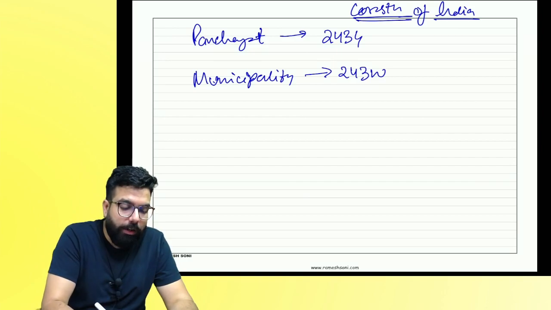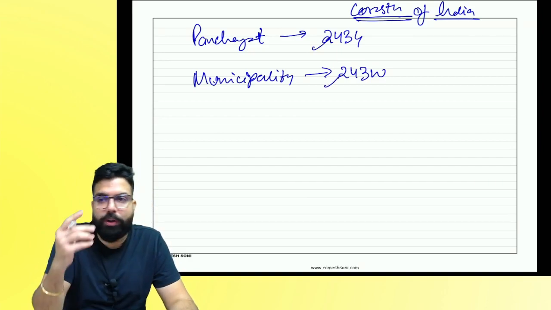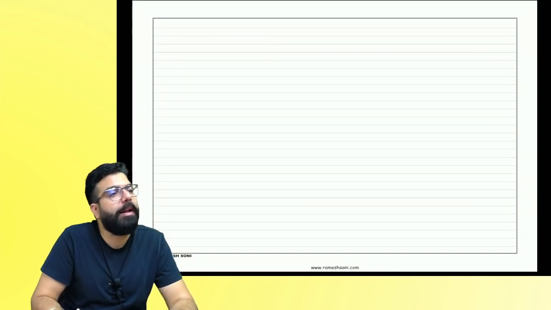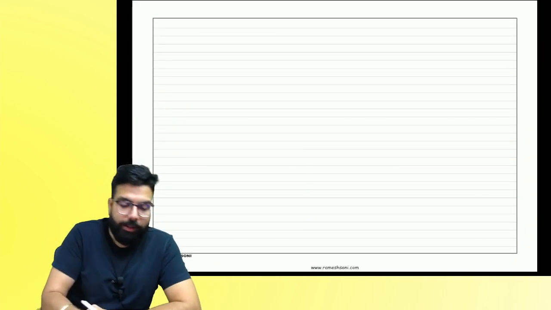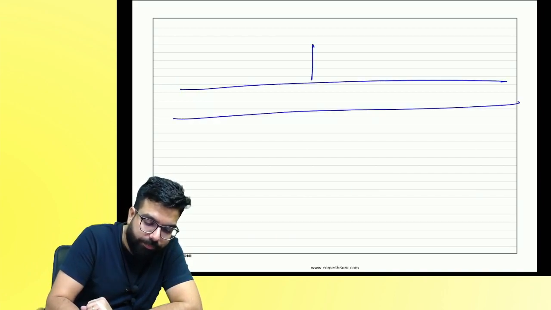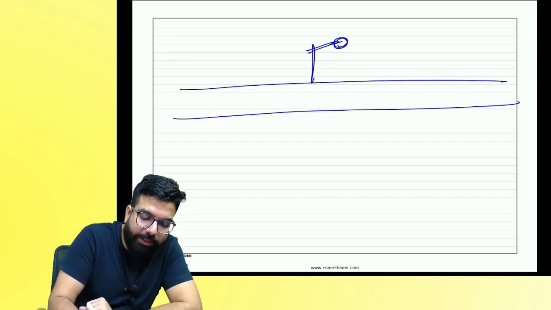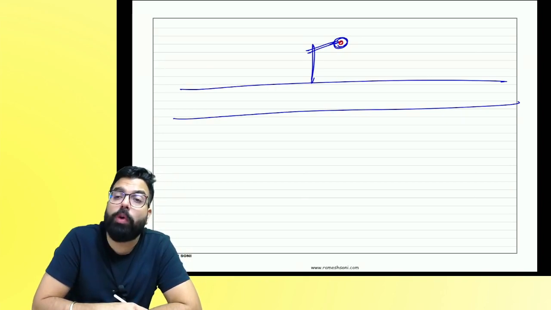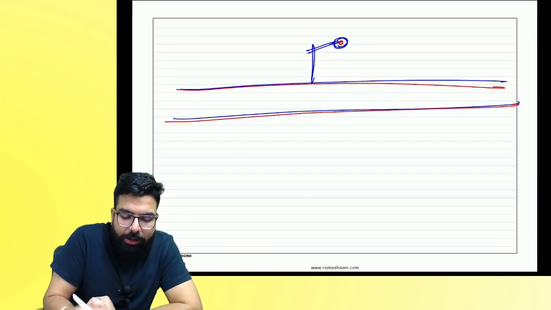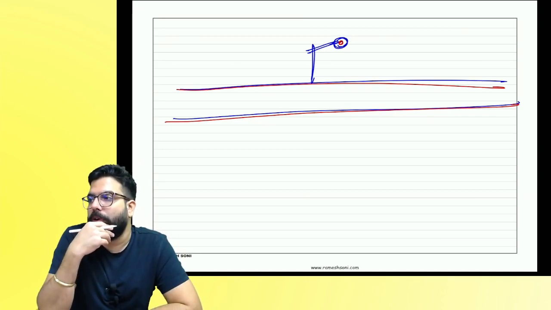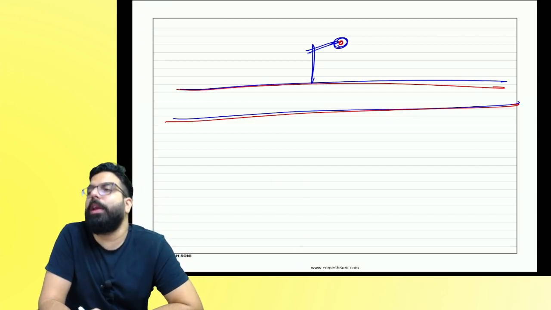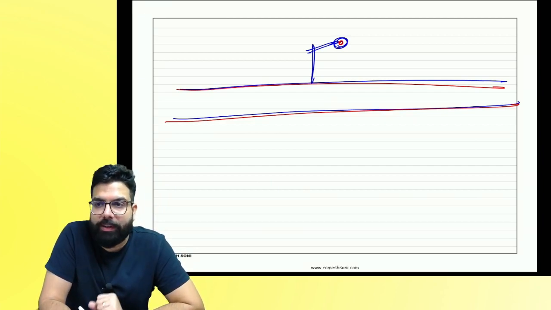In Articles 243G and 243W of the Constitution, they have told that a municipality should see to it that street lights work. Supposing this street light is not working, whose work is it to repair? You will not climb on the pole and repair it. It is the municipality's. Cleaning the road, whose work is it? Municipality. To collect garbage from your home, whose work is it, everyone? Municipality. Do you agree with me?